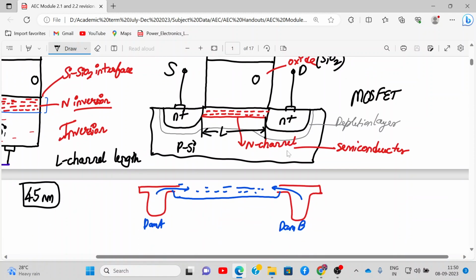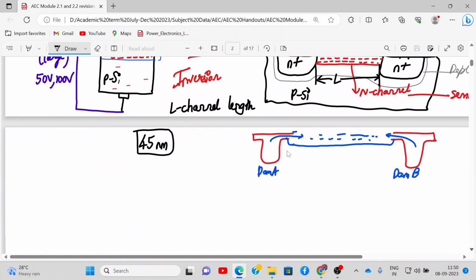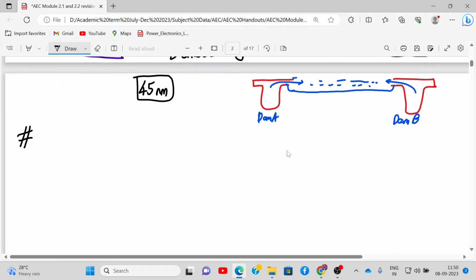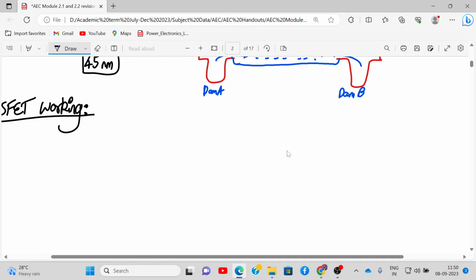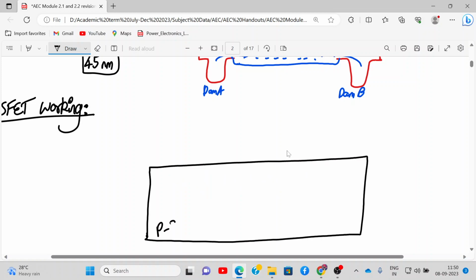Now we'll go for the working. You can draw this out. So we will discuss MOSFET working again. How does it work? It will include construction also. So all of you please draw the diagram. Please draw this diagram, what I am drawing over here. So you have this P silicon substrate, and inside that P silicon substrate you take two N plus diffusion layers like this.